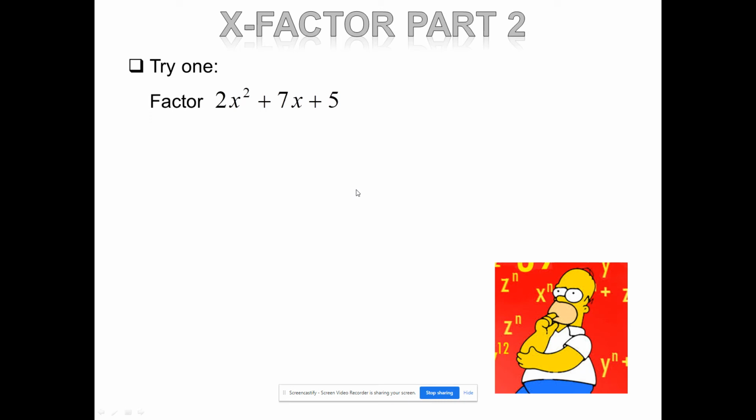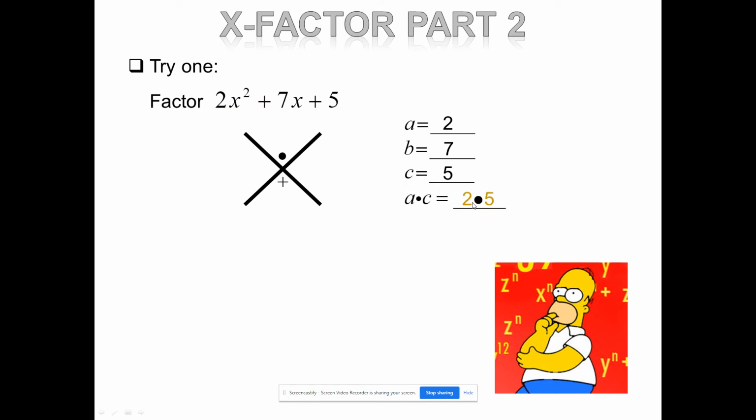Okay, again, it's not much different than what we did in 7-5. We're still x factoring, still doing a times c on top. The only difference is there's a 2 instead of a 1. So 2 times 5 is 10. Still the b's on the bottom. Two numbers that multiply to 10 that also add to 7. That should be an easy one. 5 times 2 is 10, and 5 plus 2 is 7.